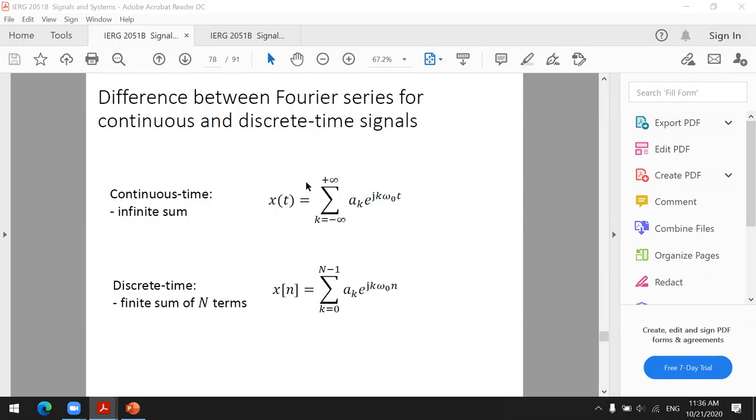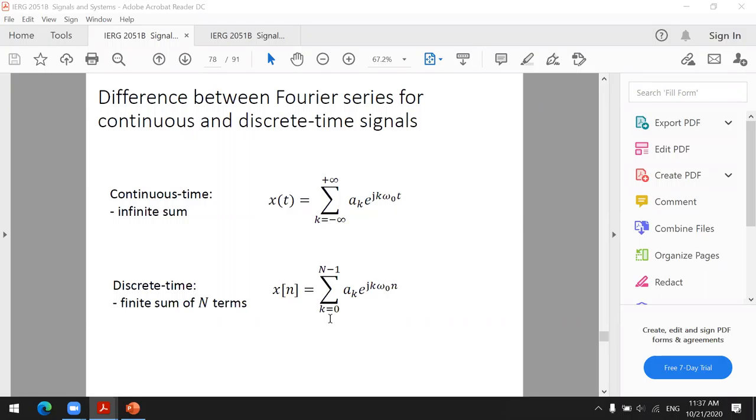So let's first recall what we had in the continuous time, right? x(t) is an infinite sum over terms a_k and so on. But here, everything looks similar, right? We just changed from t to n, but here, the infinite sum becomes a finite sum, particularly a finite sum of capital N terms, right? Why?